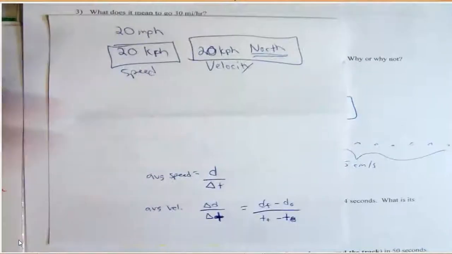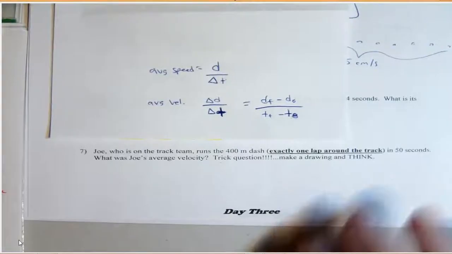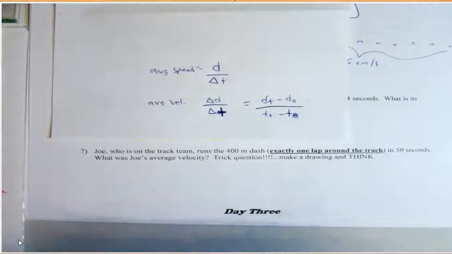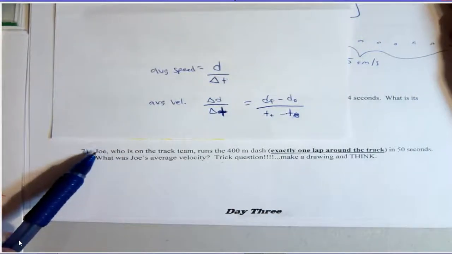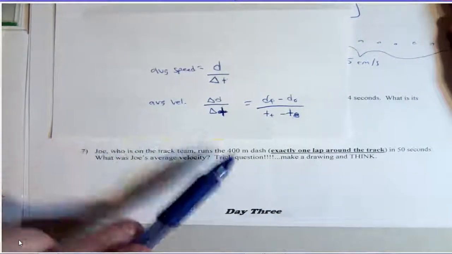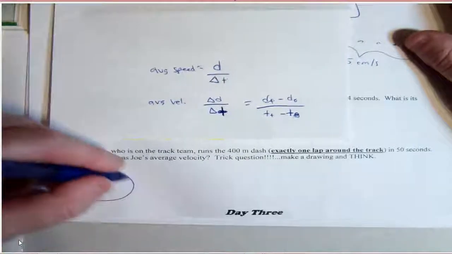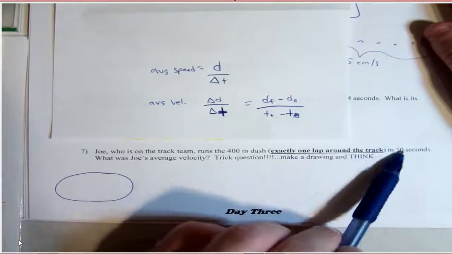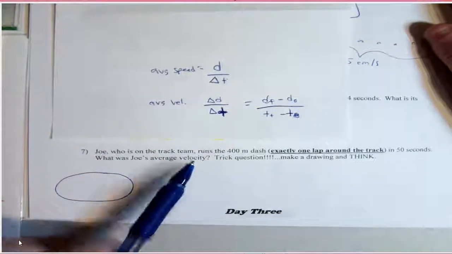Okay, now let's look at number 7. Number 7 is a little tough, but this is where we really look at the formula to see, okay, am I using the formula right based on my knowledge of definitions that we've gone over? So, let's look at it. Joe, who is on the track team, runs the 400-meter dash. So 400 meters, if you don't know, is 1 lap around the track. That's our track, 1 lap. He ran it in 50 seconds. What was Joe's average velocity?